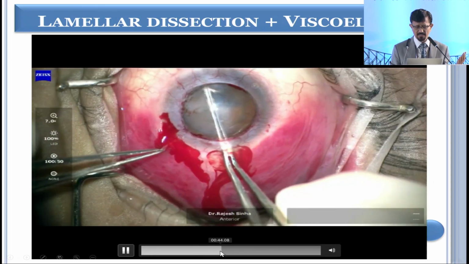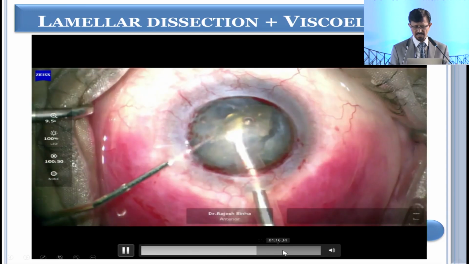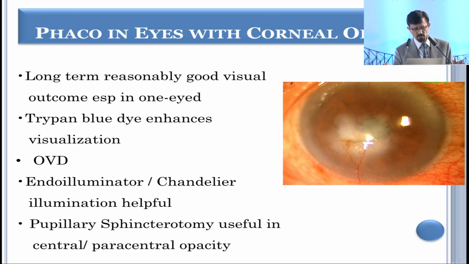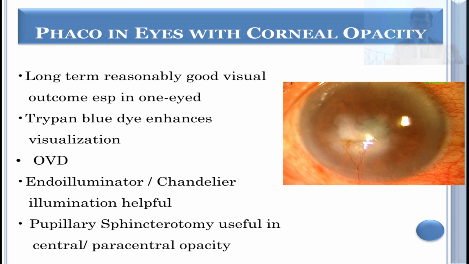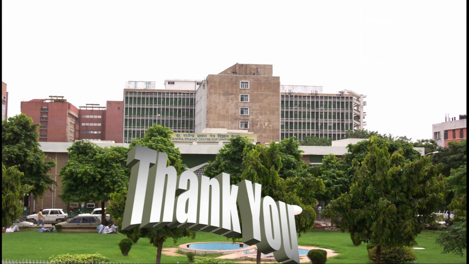And once you have done that, you can go ahead and complete the rhexis and the nuclear emulsification completely, and then of course you can put corneal tissue. So in conclusion, if we have an opacity or a haze in the cornea, the basic idea is to enhance visualization in order to do a cataract surgery. Trap and blue dye, use of dispersive viscoelastic on the surface. As I said, trap and blue dye for a longer period. OVD on the surface, endo-illuminator, chandelier illumination, all these things are very useful tools in making life easier for the phacosurgeon. Thank you very much.